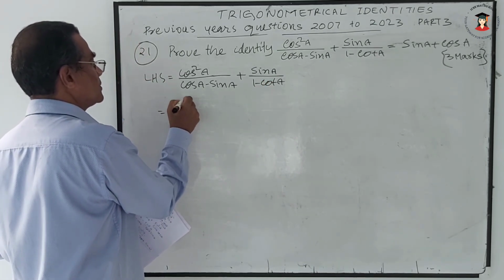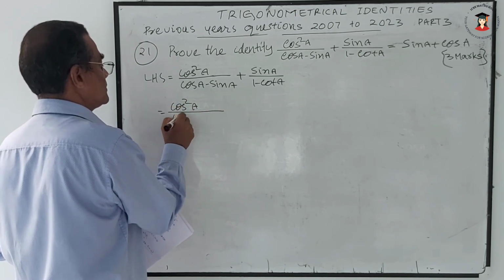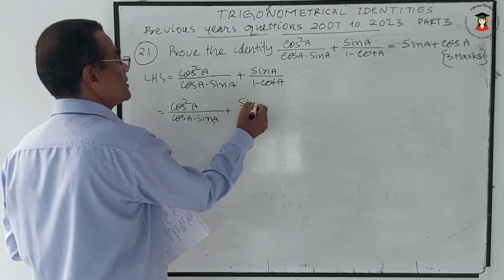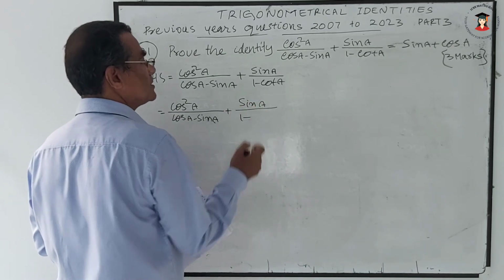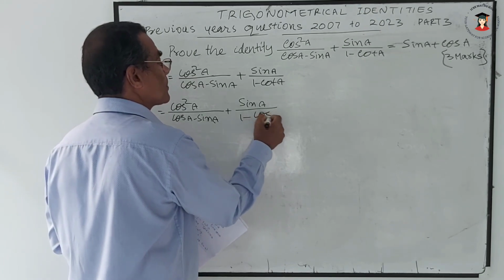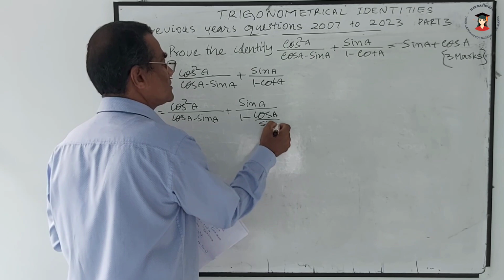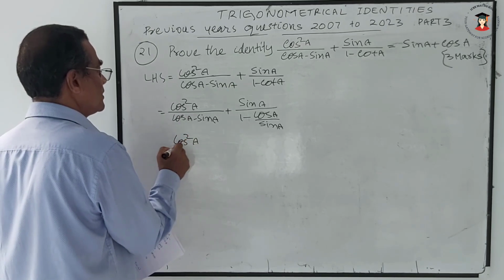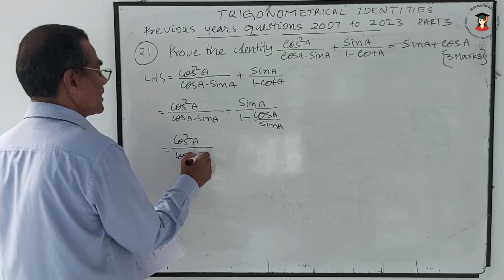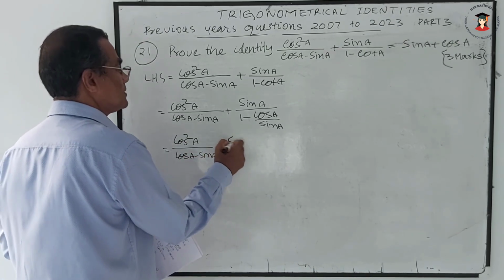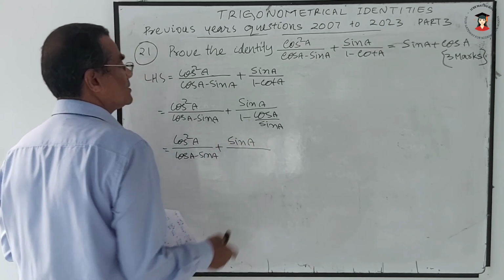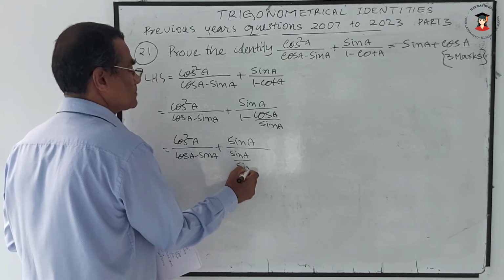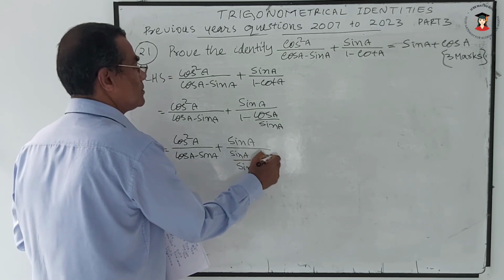Equal to cos square A divided by cos A minus sin A plus sin A divided by 1 minus, instead of cot A, cos A by sin A. Equal to cos square A divided by cos A minus sin A plus sin A divided by, for 1 I am writing sin A by sin A, minus cos A by sin A.